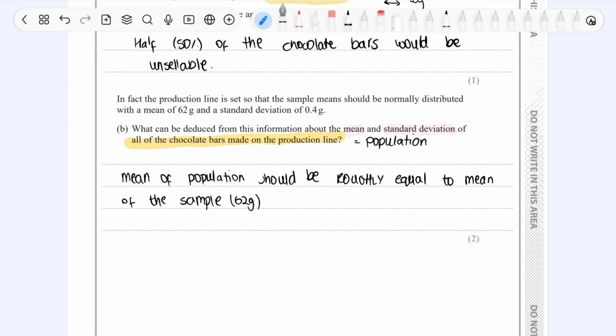So the mark scheme does word it a little bit weirdly, I'll admit, but it kind of makes sense. You're going to try and aim for the mean of 62 grams, but obviously you're not going to hit 62 grams exactly, you're going to have slight variation, hence the standard deviation. Speaking of which, I need to highlight this keyword here, sample means.